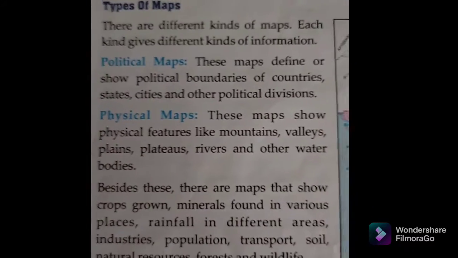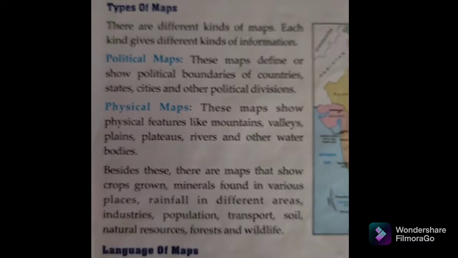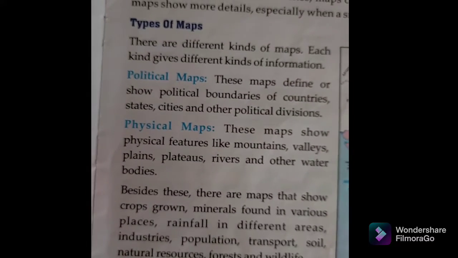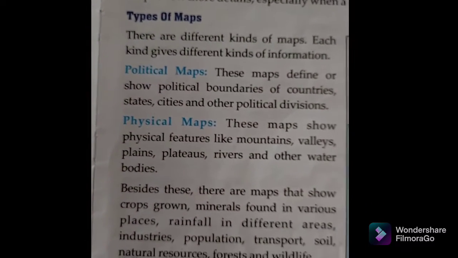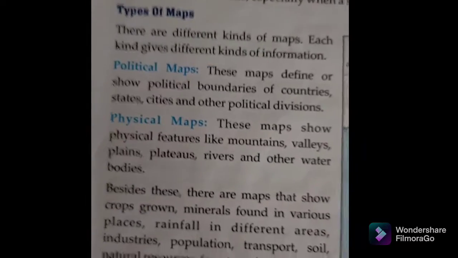Types of maps. There are different kinds of maps. Each kind gives us different kinds of information. Different kinds of maps exist. Each kind gives us different information.